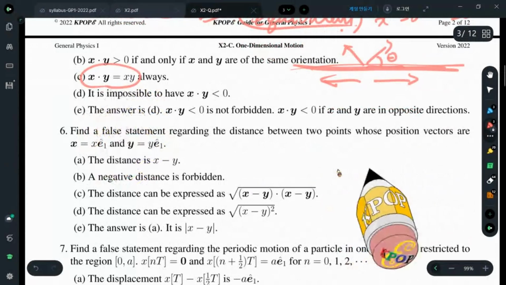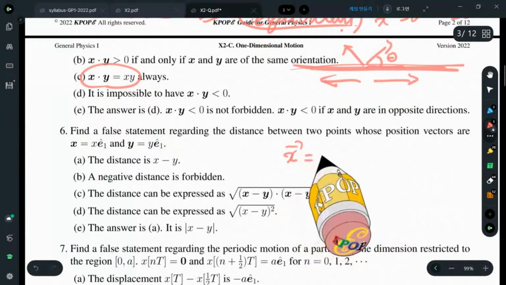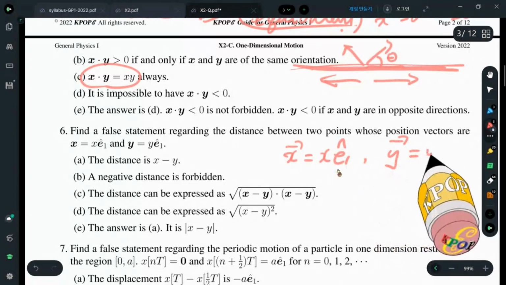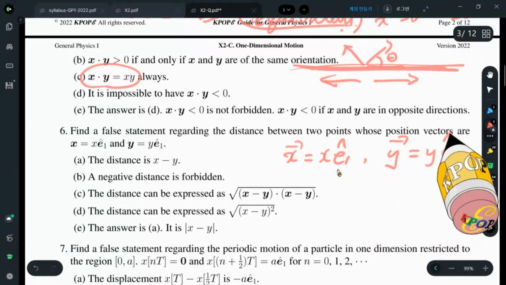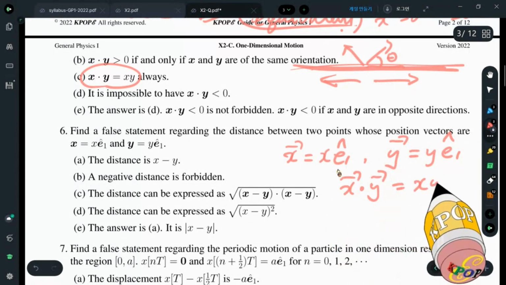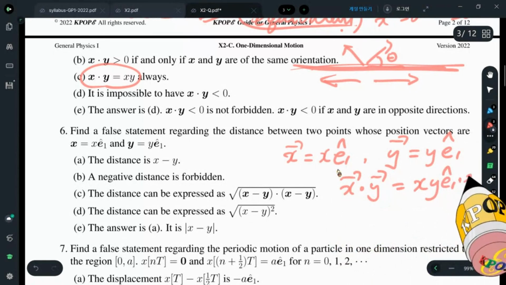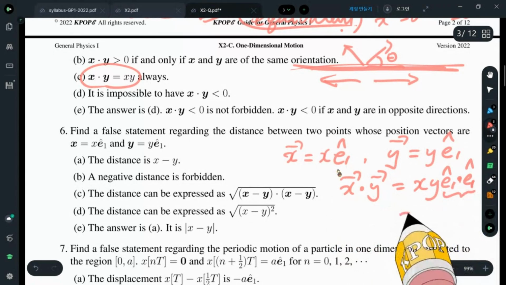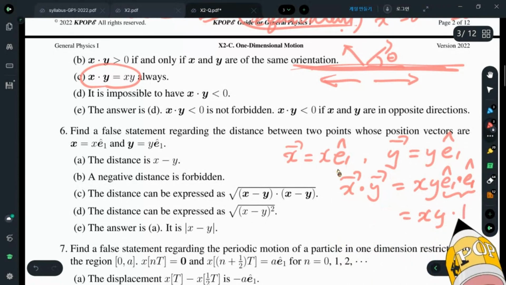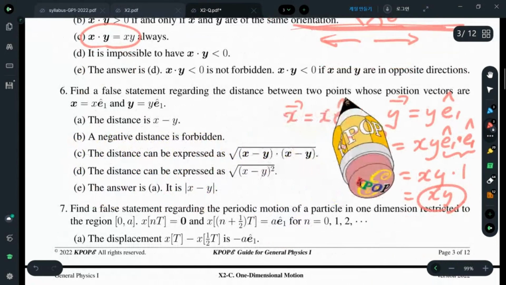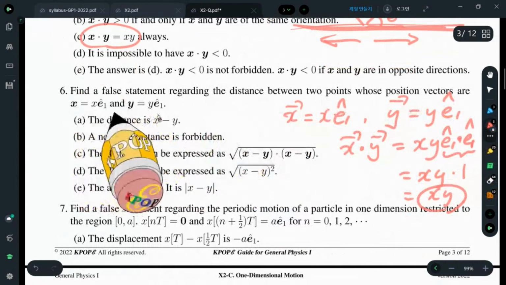If you are interested, I can write it. X vector equals x times e1 hat, and y vector equals y e1 hat. X dot y equals x times y times e1 hat dot e1 hat. And the unit vector's magnitude is 1, so xy times 1, so xy. It's always xy.